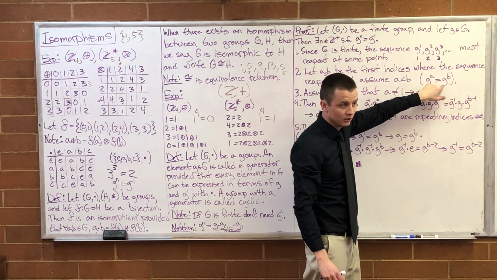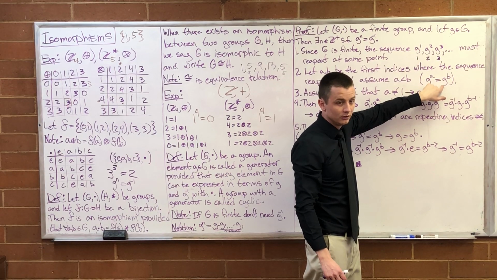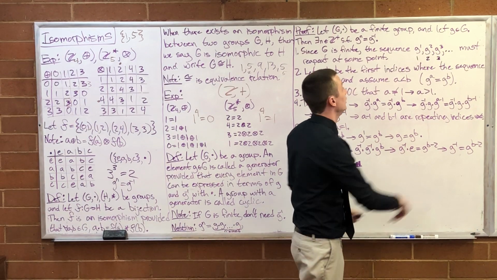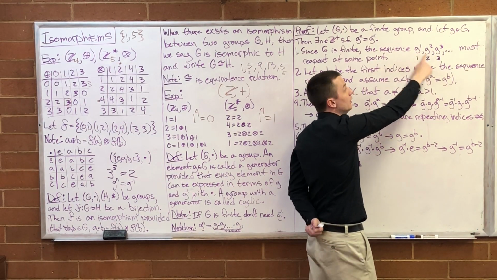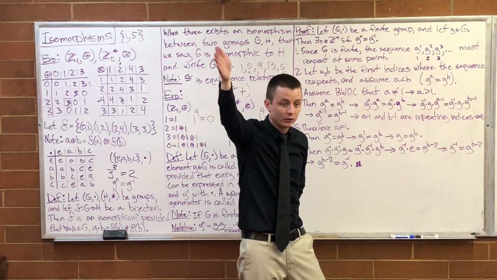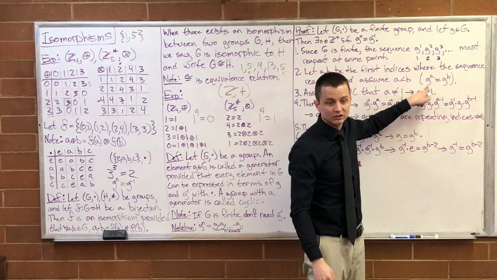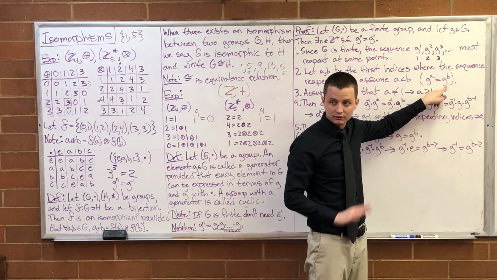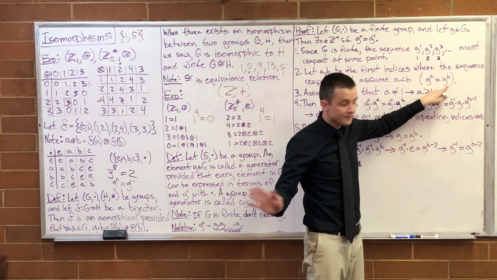You with me on that? The first term is g to the 1. The third term is g to the 3. The 27th term is g to the 27. The ath term is g to the a. The bth term is g to the b. Nothing weird there, right? Okay.